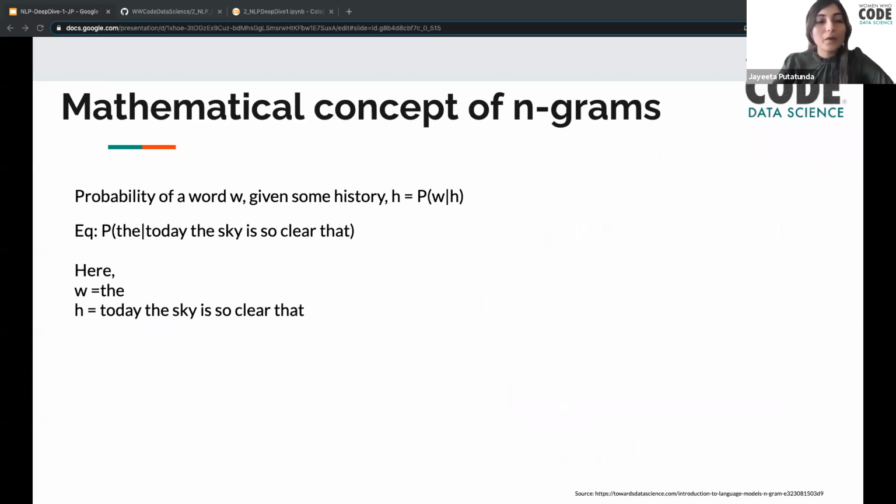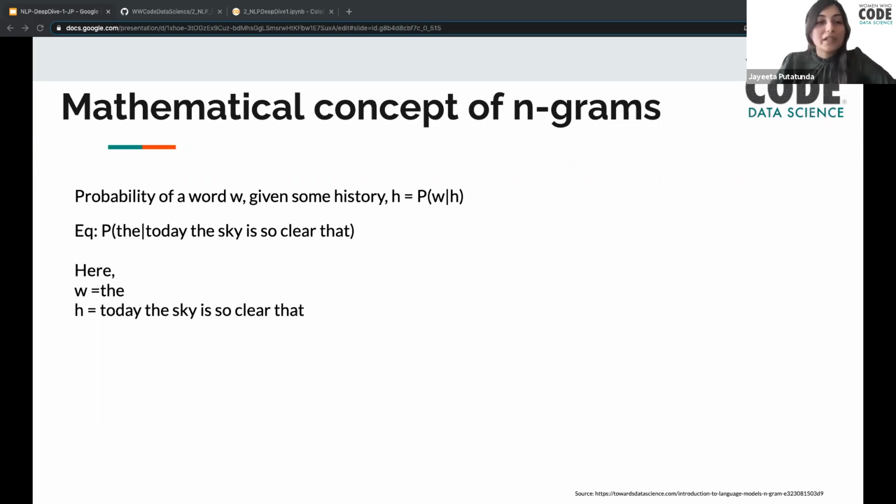Think about it as the probability of a word, given some history of that word. So what's the probability that a word will occur? It's again conditional probability at play here, given the history of how many times it has occurred together. Let's take an example: today the sky is so clear that. That's the history, which has occurred together, and we have a count of that from our corpus or the data that we are going through. And the word we're trying to predict is the.